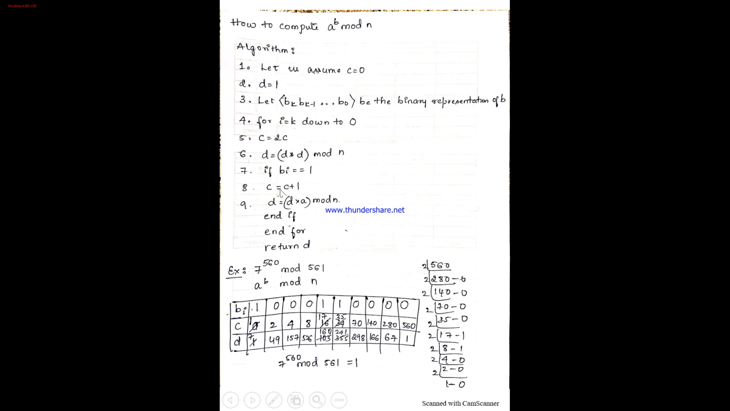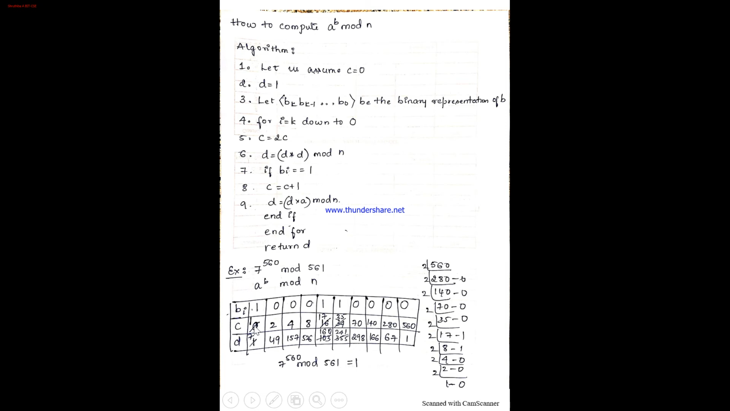Is Bi equal to 1? Yes, it is equal to 1. Now C is equal to C plus 1. The C value is 0, 0 plus 1 is 1, so I cut this 0 and write 1. Next, D into A mod n. The A value is 7, D is 1. 1 into 7 mod 561 is 7. Understood? So next iteration again.